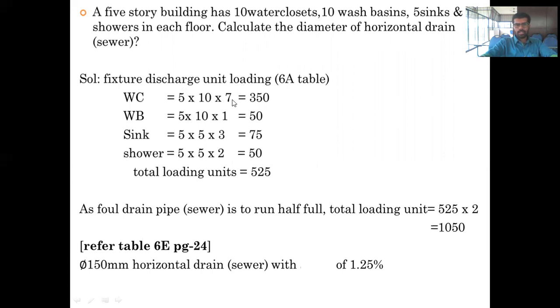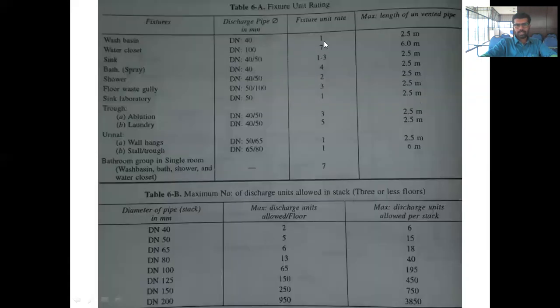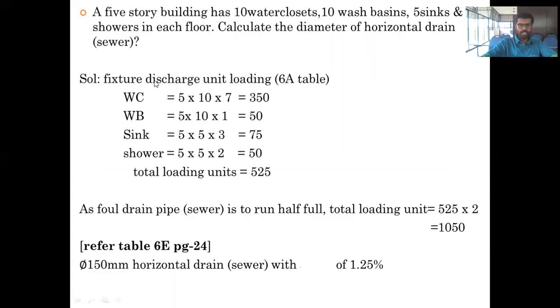For the water closet, the fixture unit rating they have taken is 7. In the fixture discharge unit loading method, how many water closets are there? 10 water closets on each floor in a 5-story building, so 5 into 10 into 7 is the discharge unit. Wash basin is 1, sink is 3, shower is 2. So the total loading unit is 525.